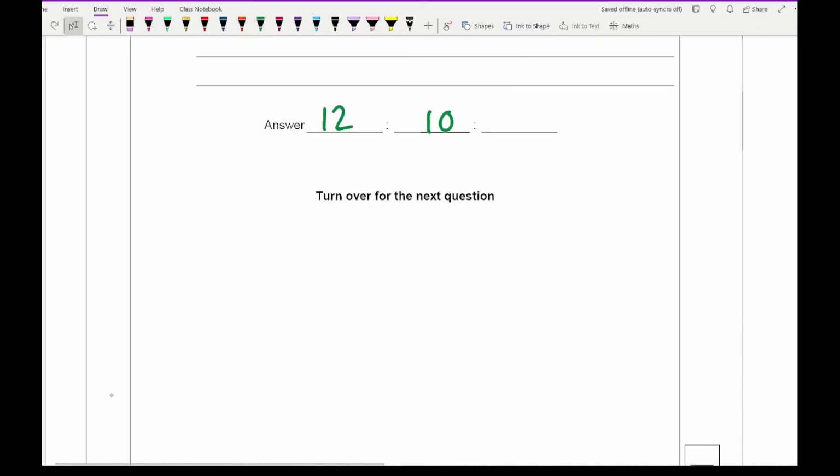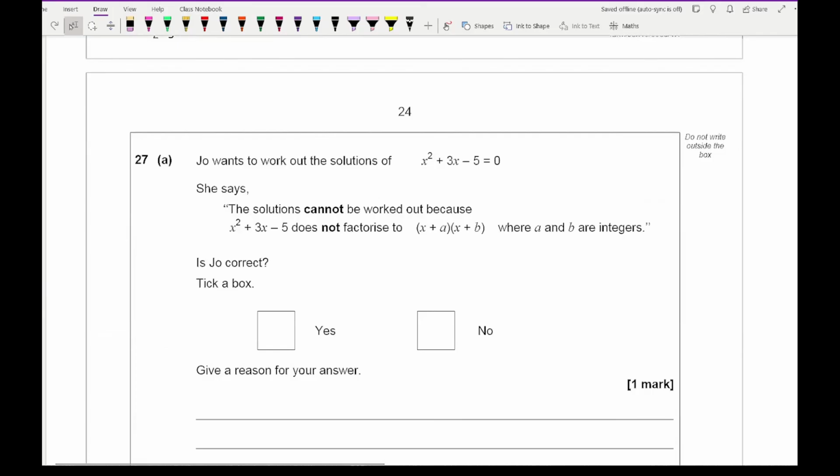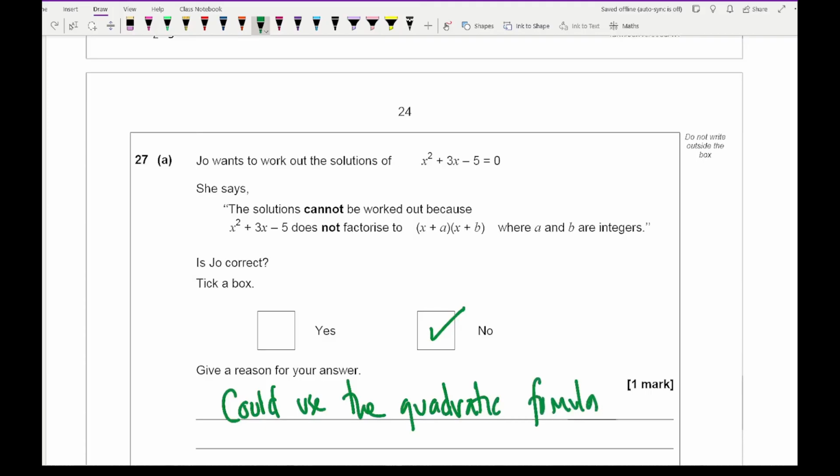Like so. Then moving on to question 27, it says that Joe wants to work out the solutions of x squared plus 3x minus 5 equals 0. It says the solutions cannot be worked out because it doesn't factorize. Is Joe correct? Well, the answer is going to be no. And the reason for that is you could use the quadratic formula to solve. So something along those lines should be absolutely fine.